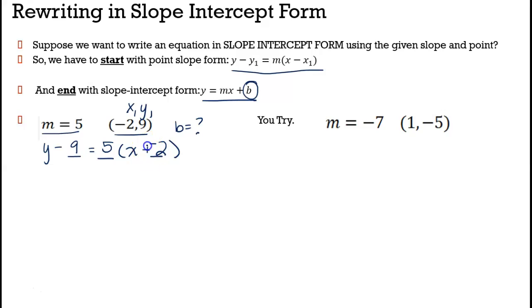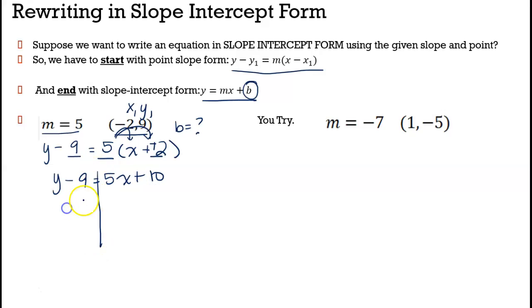Don't forget we can do keep, change, change. This formula isn't terribly useful. It doesn't help us to graph, and we can't make a table using something that looks like that. What we want to do is isolate y. We almost always start by using our distributive property. So we bring down our y minus 9. 5 times x is 5x, and 5 times 2 is 10.